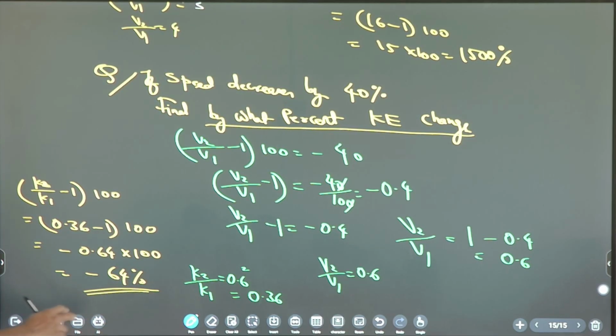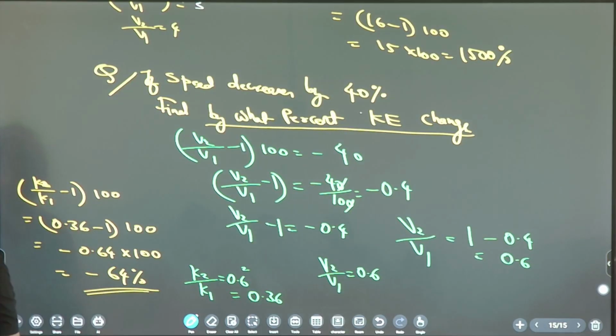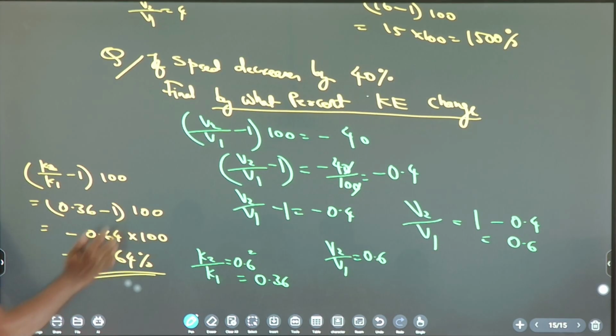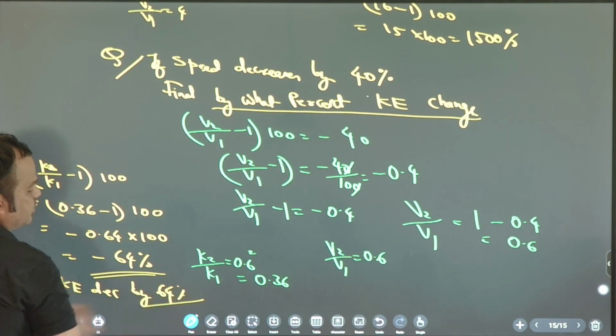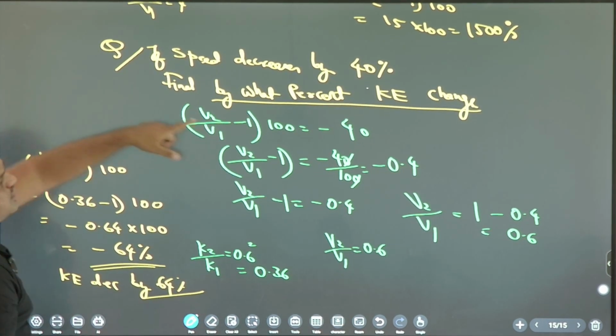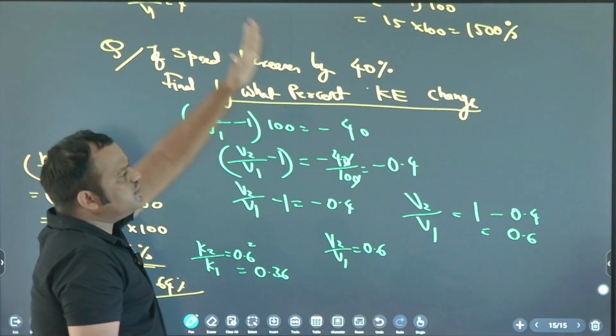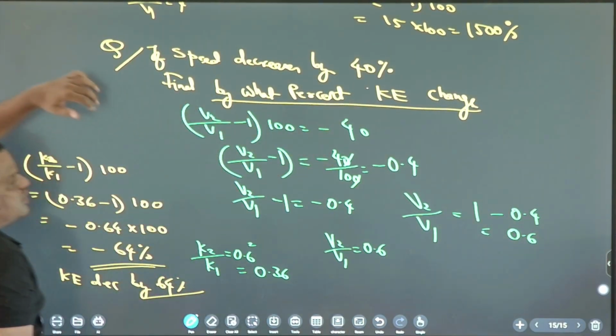Okay, clear? Minus 64%. So when speed decreases by 40%, kinetic energy decreases by 64%. The minus sign shows a decrease. Okay, clear? So just remember the formula, x2 by x1 minus 1 into 100. If increasing, the percentage change is positive. If decreasing, the percentage change is negative.